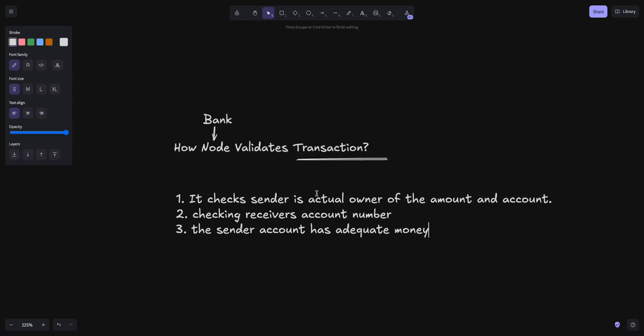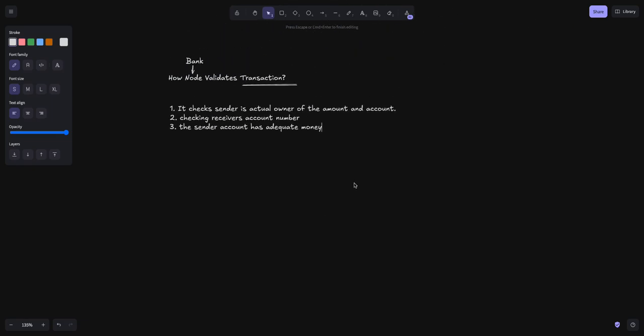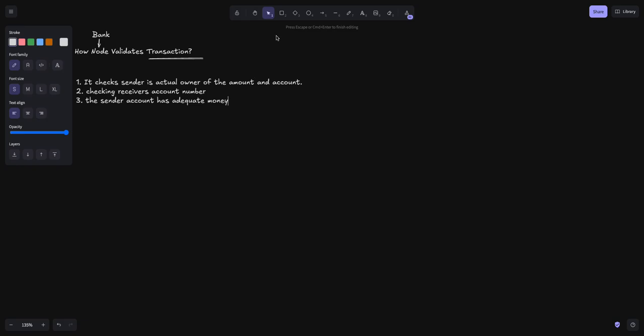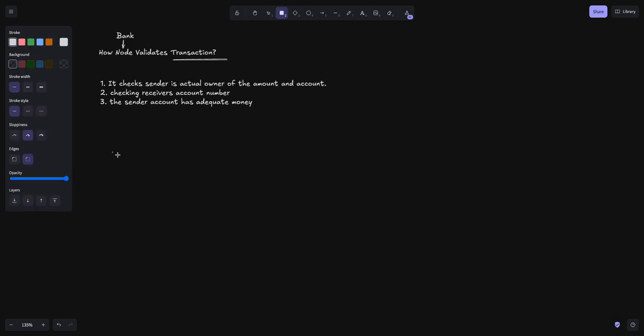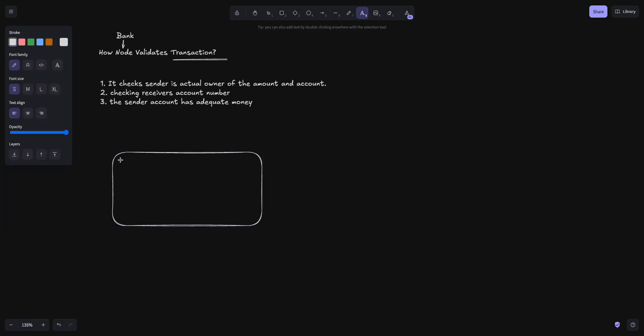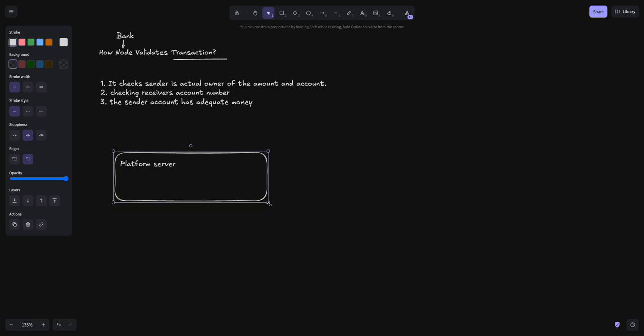Now, first we will talk about where the node comes into the picture, and then what the node does. So let's say you are on a platform, whatever platform you're using. Let's say you are using a wallet or whatever. That wallet you're using to send money has a server, right? We will call it the platform server. What does this server do? That's the main concern. The server does a few things.